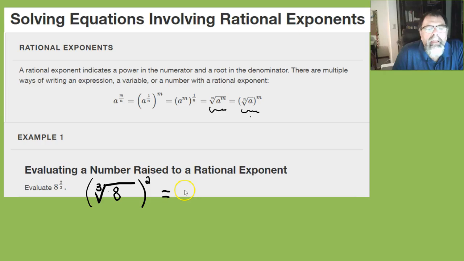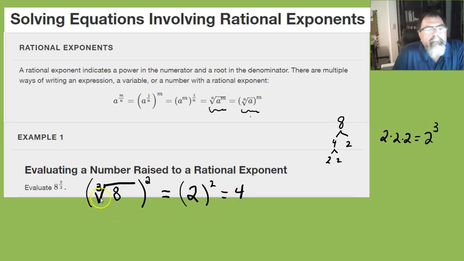So the cube root of 8 is, now again, if you recall, we want to find a perfect cube. So 8 is 2 times 2 times 2, which is the same thing as 2 cubed. So 3 2's inside make 1 2 outside. So the cube root of 8 is 2. And then I'm going to square that, and I get 4. Some calculators have the power button, and you can do a fraction for the power.